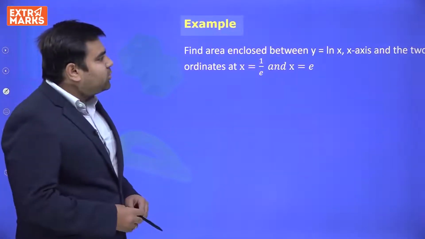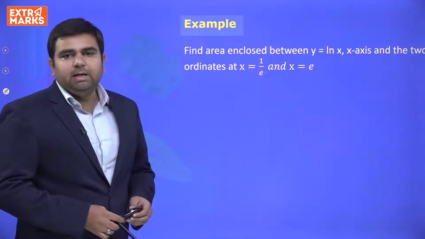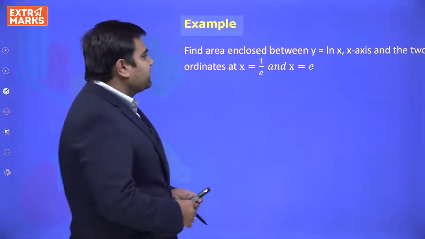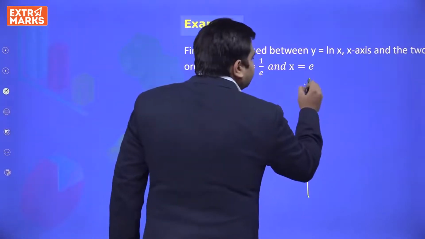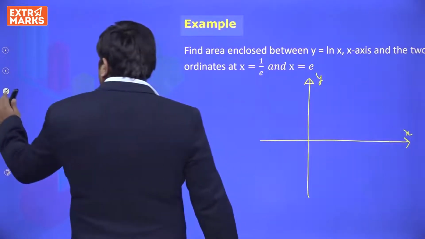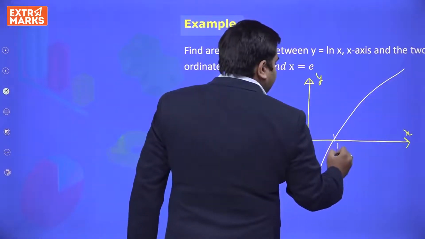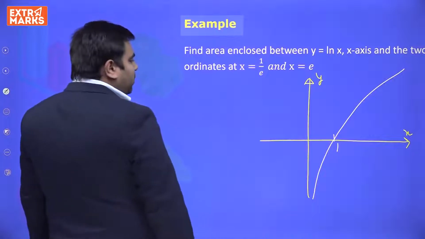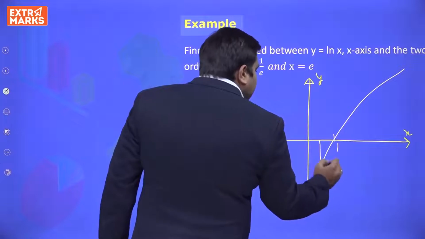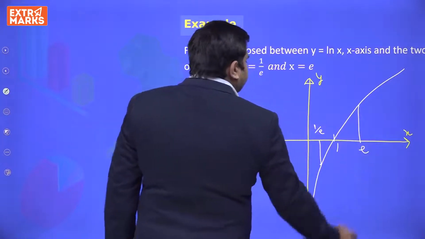Find the area enclosed between ln x, the x-axis and the two ordinates at x equal to 1 by e and x equal to e. So how will we do this? Let's see this. Again we have this curve ln x, and this is 1. Now x equal to 1 by e and x equal to e. So this is 1 by e and this is e, right?